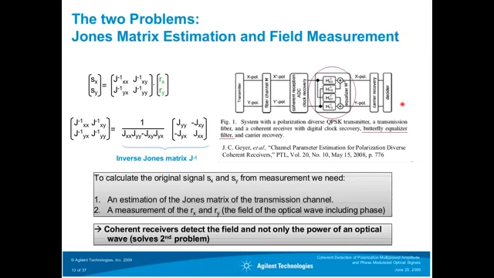So the coherent receiver is able to detect the field and not only power. So this coherent receiver will solve the problem of measuring the field and not the power.